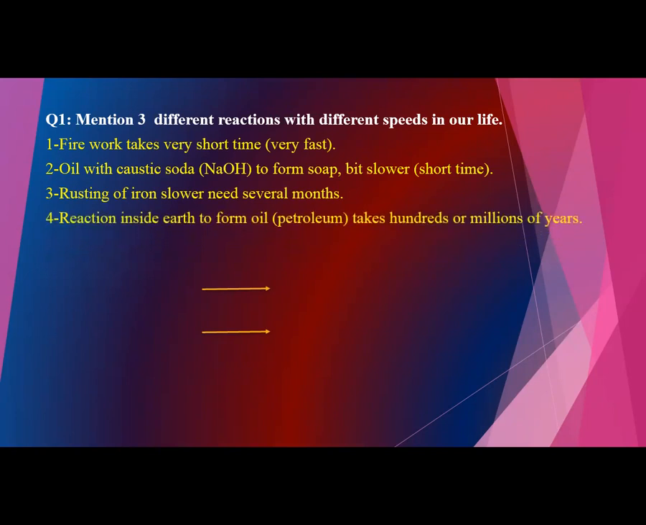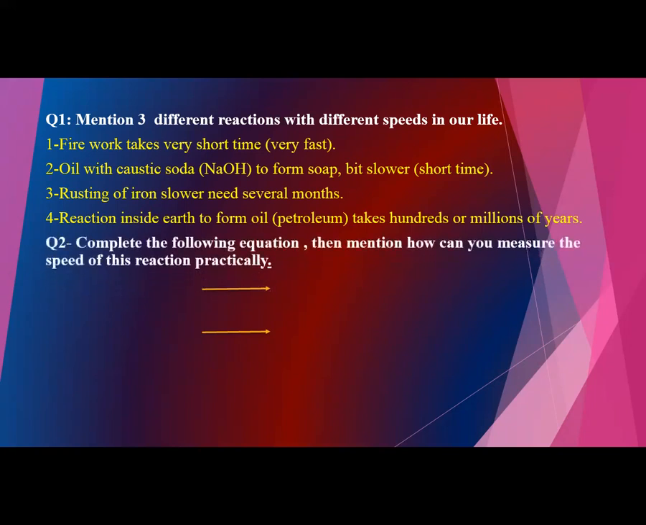The fourth type takes millions of years inside the earth to form petroleum oil, from the decomposition of some old living organisms and some of the things inside the earth's crust. So millions of years means that this is a very slow reaction. We have 4 different types of reactions in our life. Let's go to another type of question.